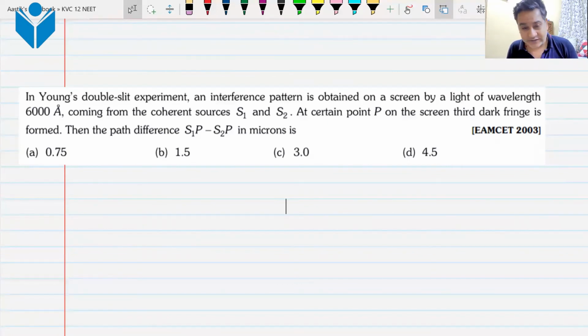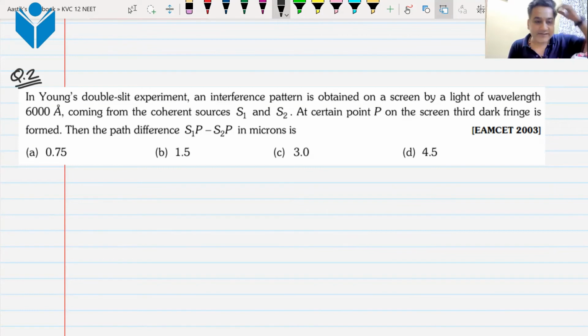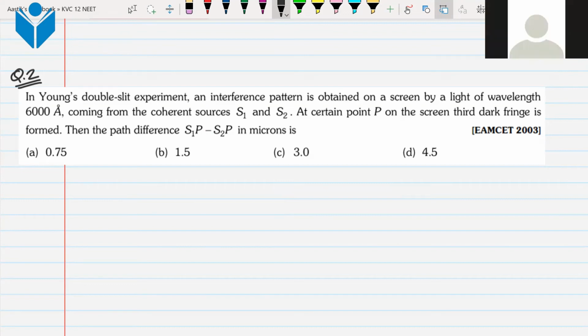Save time, my dear friends. Time is a luxury that we don't have. No one has. No one can beat time. In Young's superposition experiment, an interference pattern is observed on a screen by a light of wavelength lambda coming from coherent sources S1 and S2. At a certain point P on the screen, the third dark fringe is formed. What is the path difference? I'll give you 2 minutes.